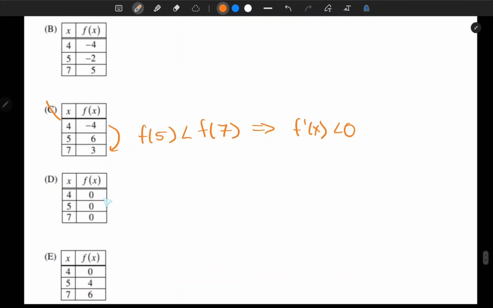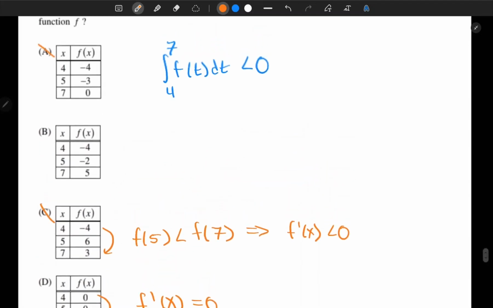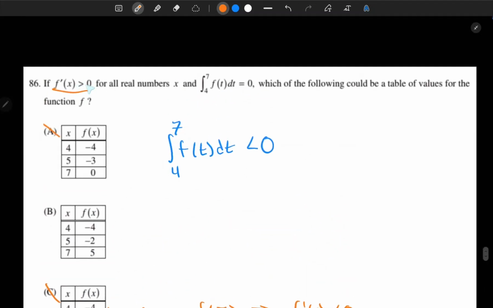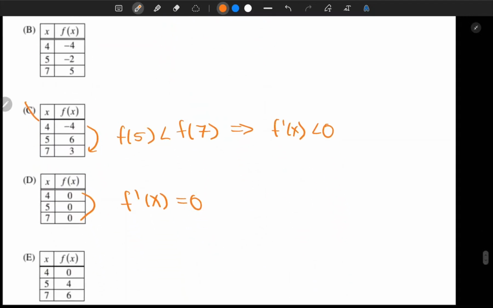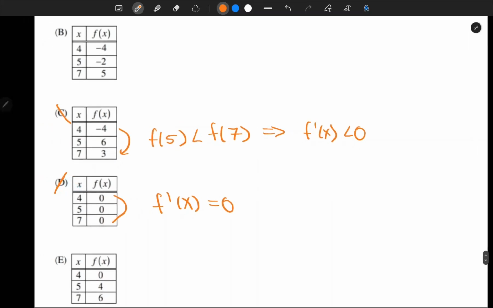Next, for D, we see that all of the f values are 0. Although that doesn't mean that every single f value is 0, it means that this table has only zeros. So if we're only to assume what f looks like from the table, we would have to guess that f prime of x is equal to 0. But we know that f prime of x is greater than 0, not greater than or equal to 0. So this is also not a valid answer.